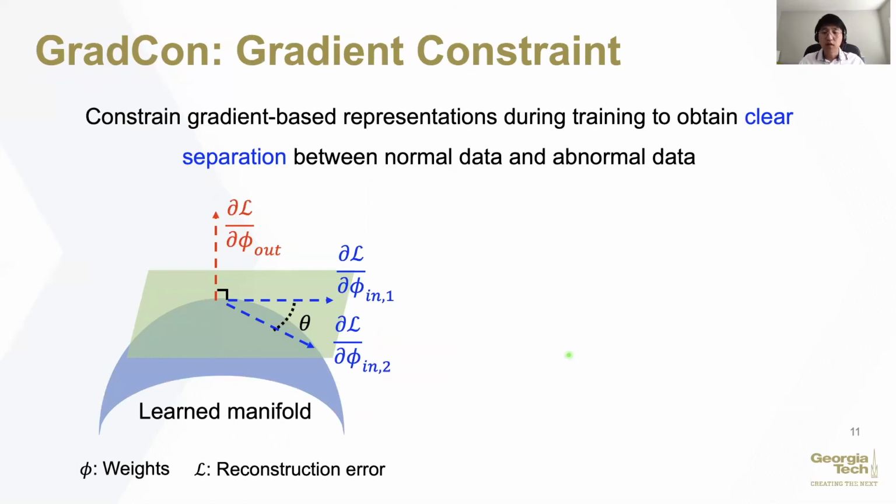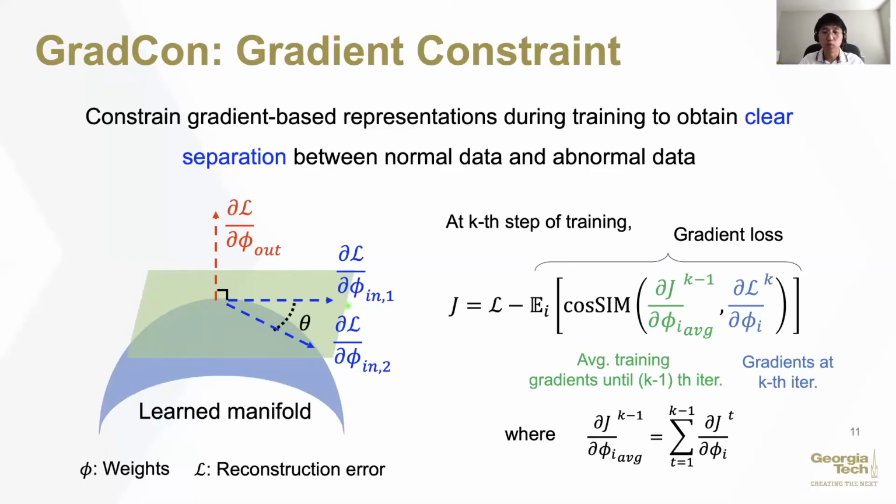To further obtain clear separation between gradients from normal data and abnormal data, we propose to constrain gradients from normal data to the tangential space of the manifold during training. In particular, we use gradient loss, which is the cosine similarity between the average training gradient and the gradient from the current iteration, as a regularization term during training. This constraint will result in tangential gradients from normal data, while orthogonal gradients from abnormal data, and make them separable. Our proposed anomaly detection algorithm, GradCon, utilizes the combination of reconstruction error and gradient loss as an anomaly score to detect anomalies.